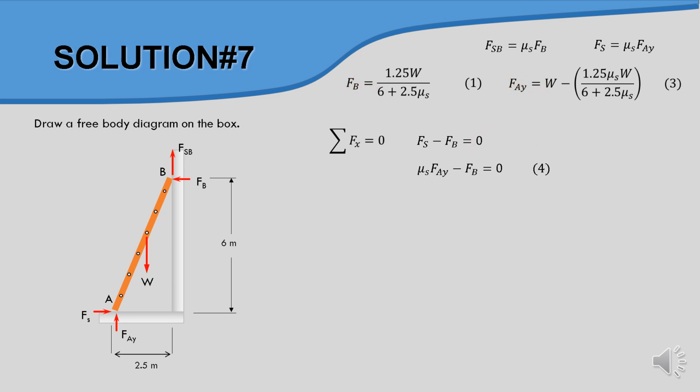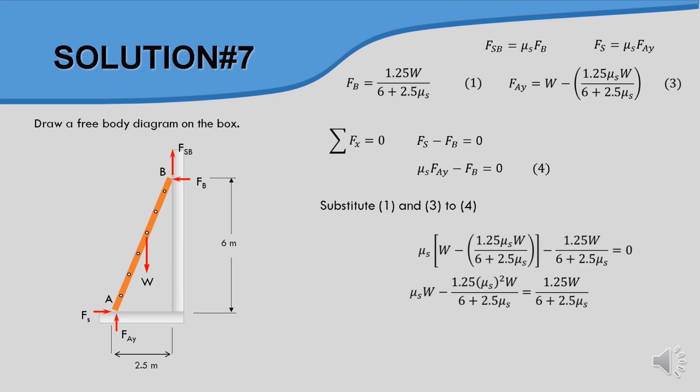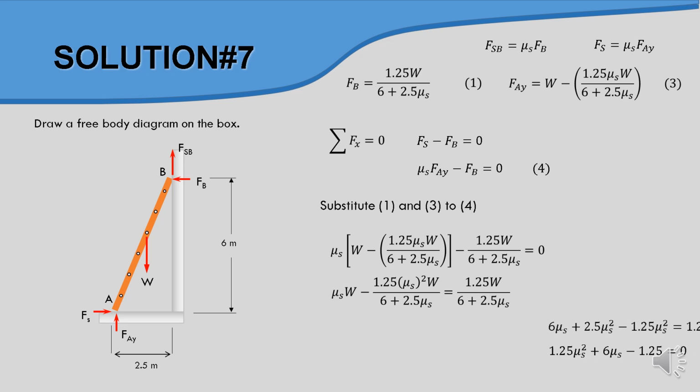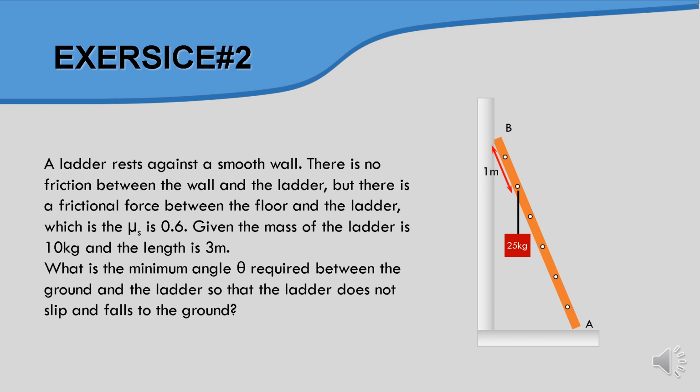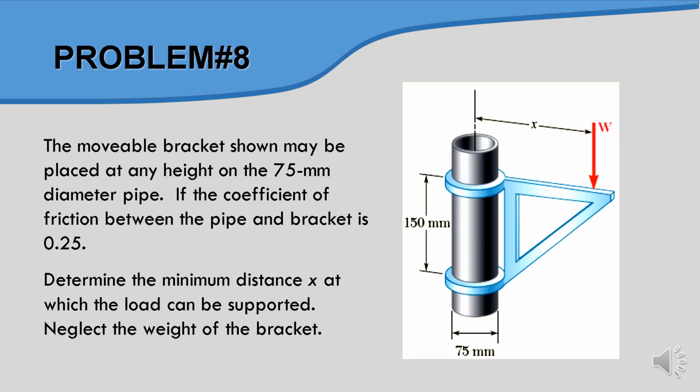So we have equation number 1 and number 3, and we will substitute them into equation number 4. Finally we simplify, and we managed to get two values of mu s. One is 0.2 and the second one is -5. The -5 we will omit, so the value of mu s is 0.2. And then maybe this is exercise number 2 for you. Try to get the answer with a different question.